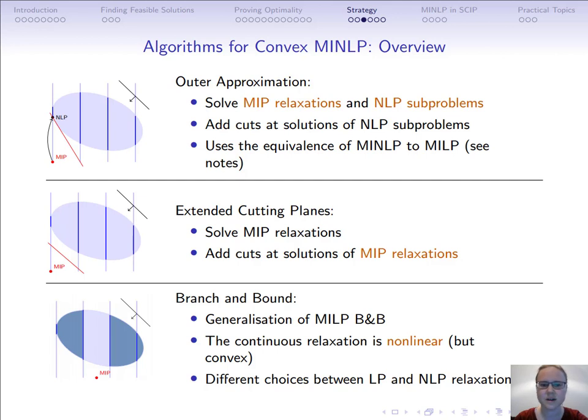And finally, another family of methods are branch and bound algorithms. They generalize the branch and bound methods for MILPs, which you should already be familiar with, but here the difference is that the continuous relaxation is now nonlinear, but convex because the MINLPs are convex. And different algorithms in this family make different choices between solving LP and NLP relaxations.